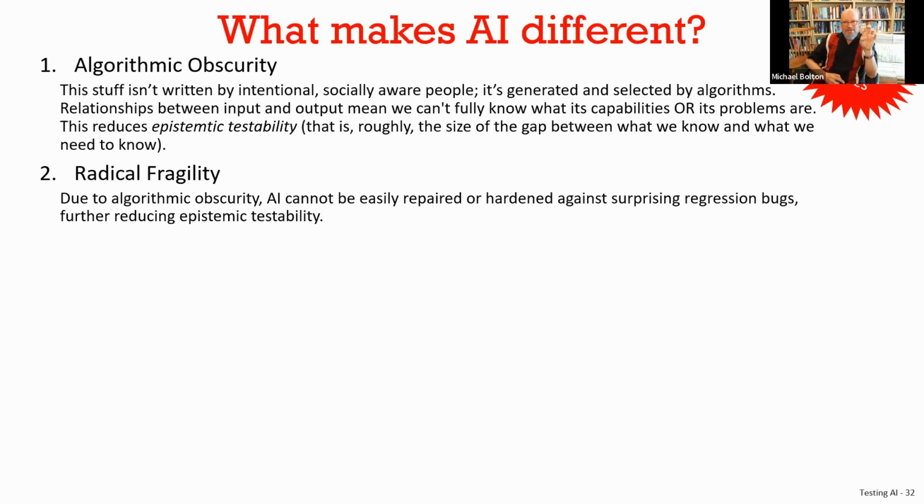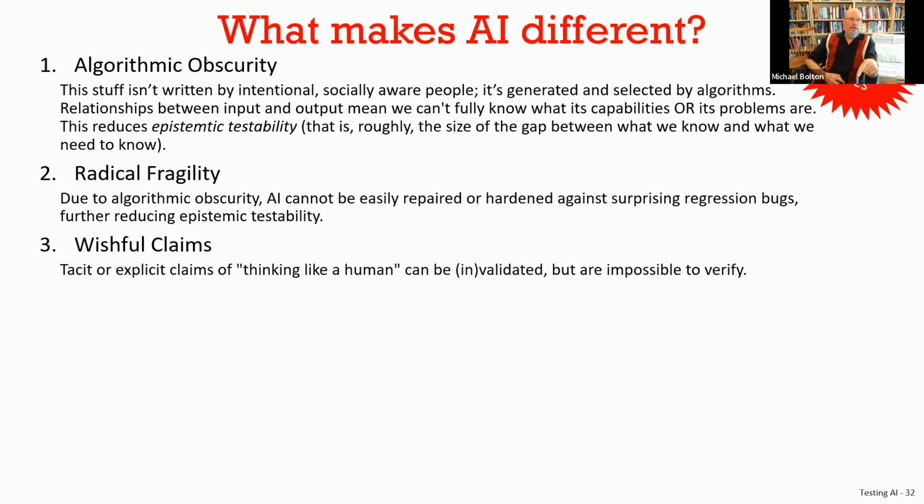Those are 2 technical issues related to AI, but there are also 3 social issues. One is the wishful claims that there is some kind of intelligence going on here. These claims can be invalidated pretty quickly and pretty easily. They're impossible to verify. We can't verify intelligence in humans in any kind of fundamental way. We don't have a very good, strong definition of what intelligence is.